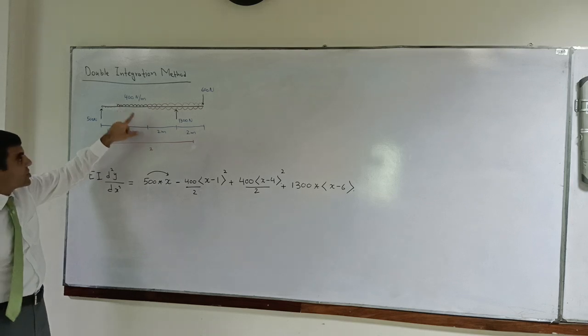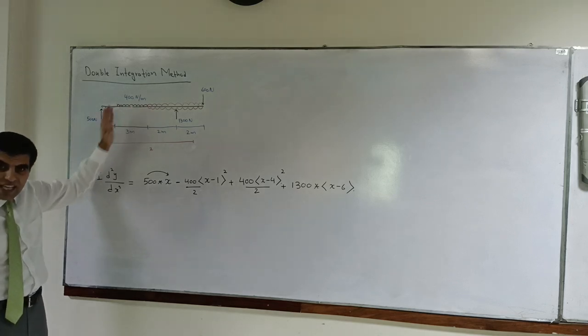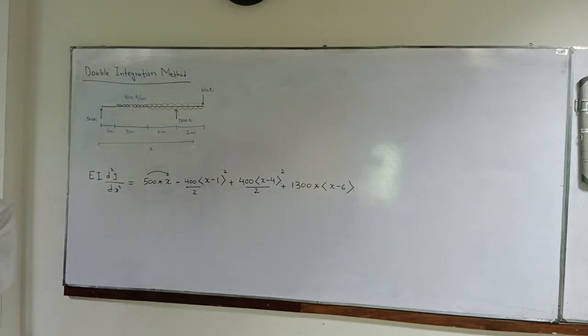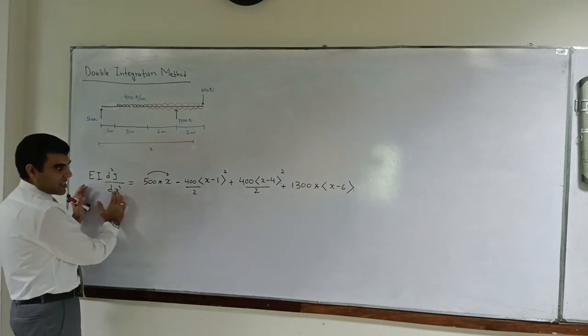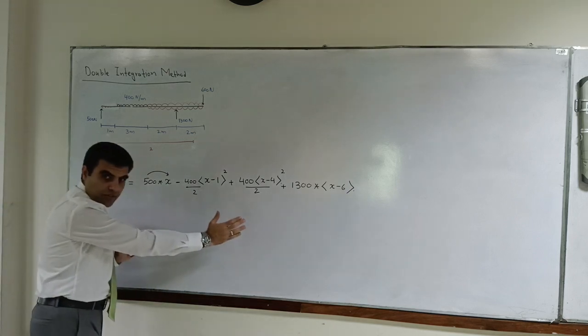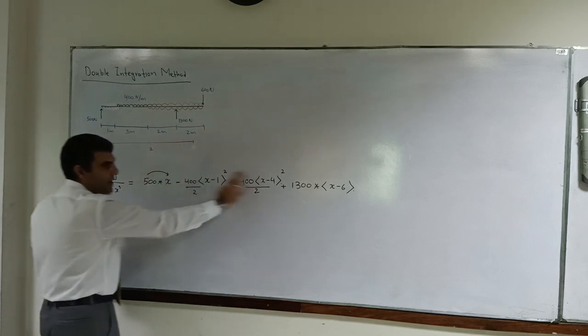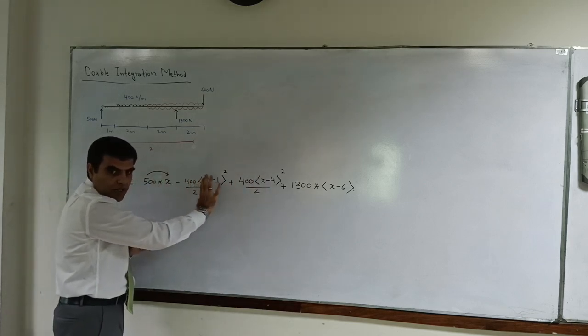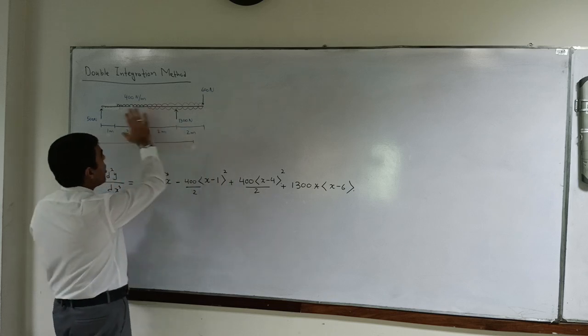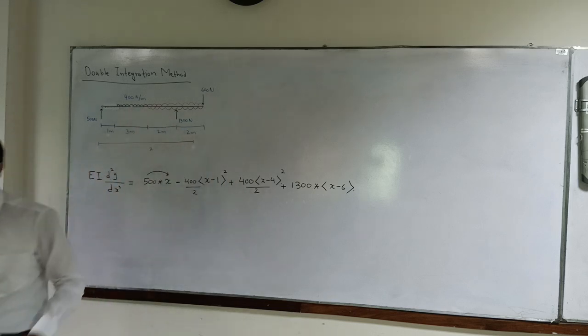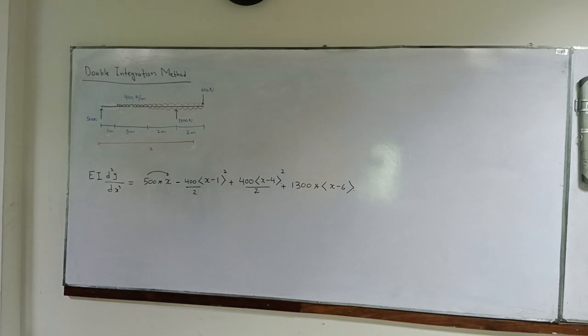This is not simply 400 multiplied by 3, because UDLs or UVLs we take in terms of x. This is a differential equation in terms of x, so we must have all the UDLs and UVLs in terms of x. It is important for this differential equation.